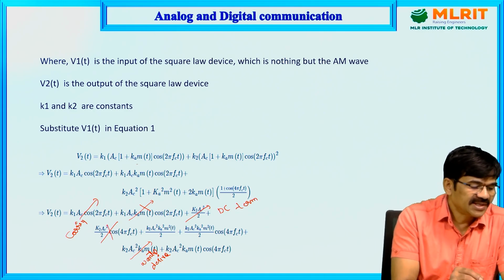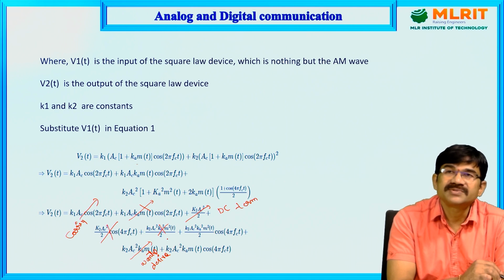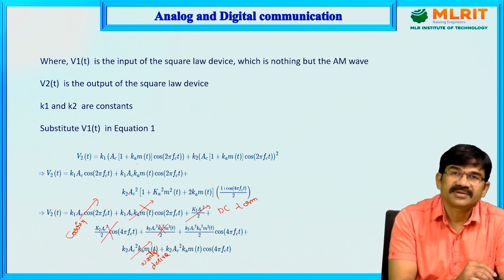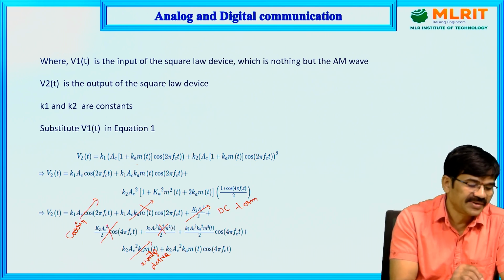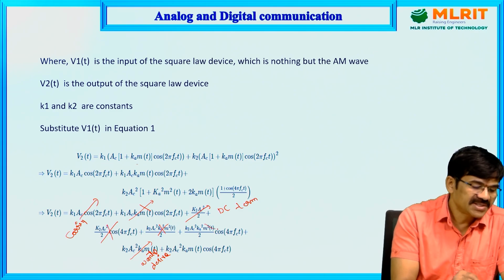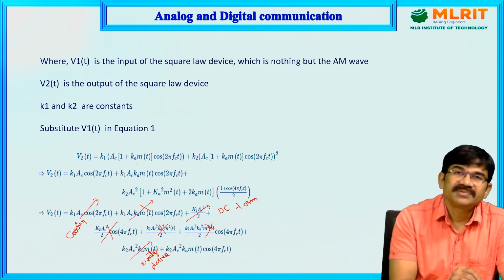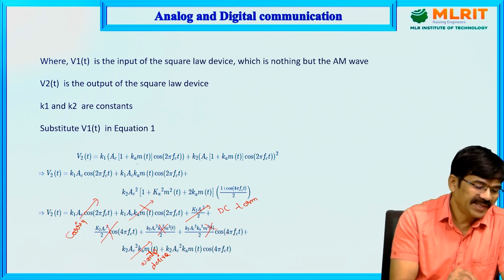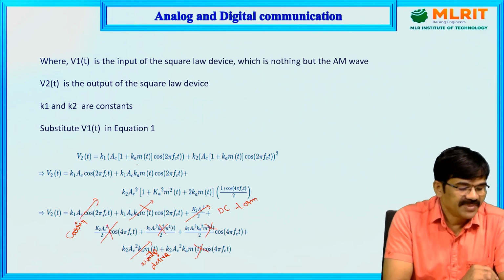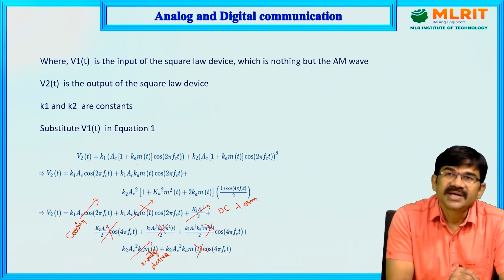Here it is containing the non-linear term M square of t, the message squared. This is non-linear, and we are not at all concentrating on it. Here it is containing the carrier signal plus non-linear terms of the message signal. And here it is containing the message signal multiplied with the carrier signal.